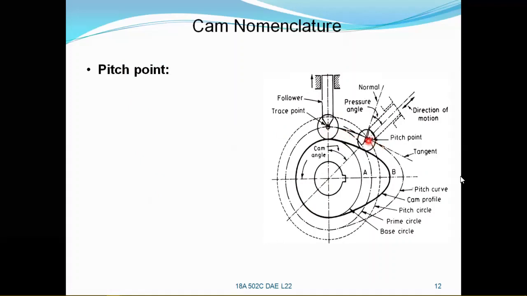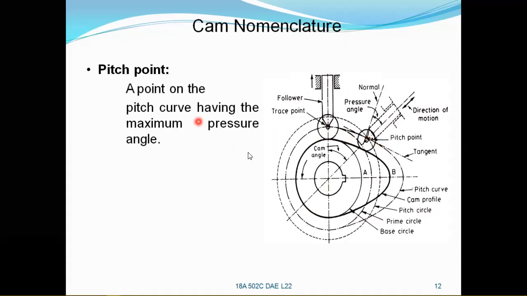This will be the pitch point. A point on the pitch curve. This will be the pitch curve. On this pitch curve, the point having the maximum pressure angle, if you take this will be the pressure angle, if it is maximum, then this point on the pitch curve is called the pitch point.